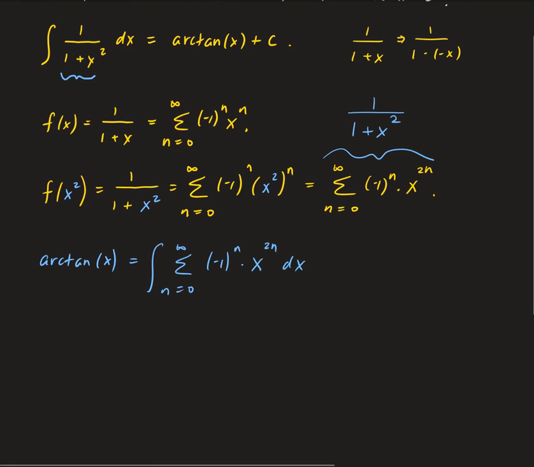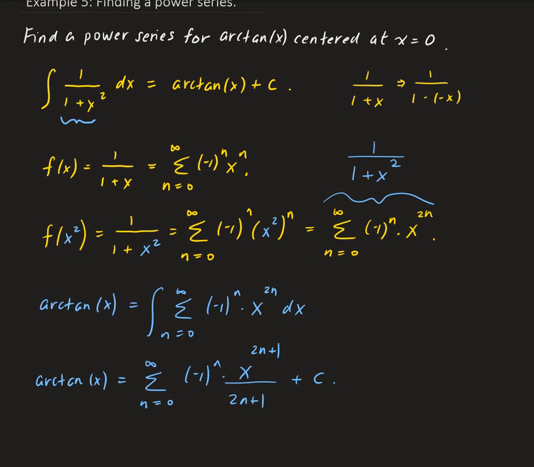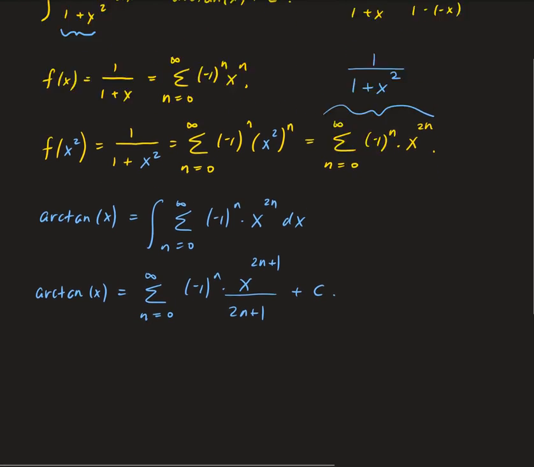Taking the integral of this, we have minus 1 to the n, that's just a constant. We're taking the integral with respect to x, so this is going to be x to the 2n plus 1 all divided by 2n plus 1 plus some constant. Now to figure out the constant, we can use the fact that we're expanding at 0. The series will always converge at the expansion point.